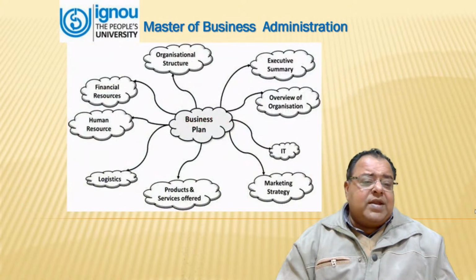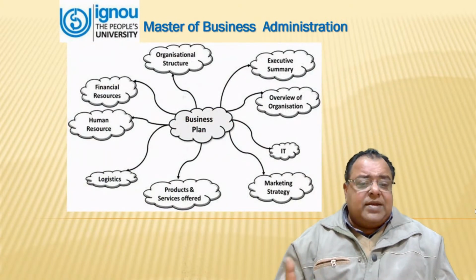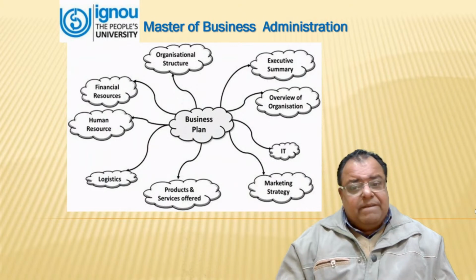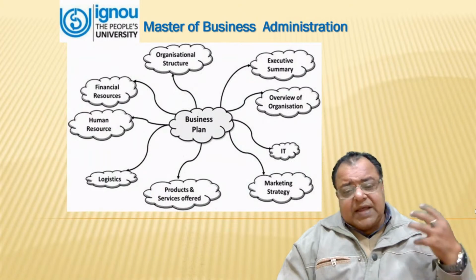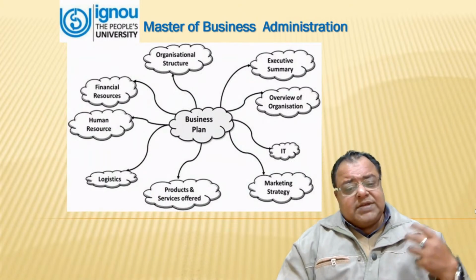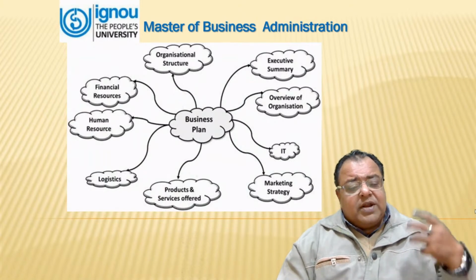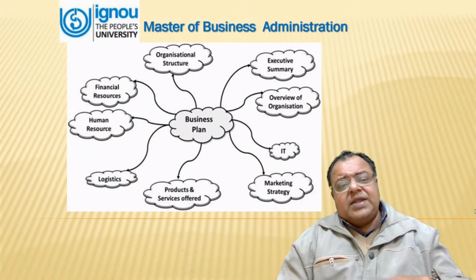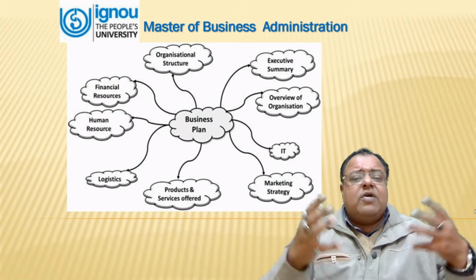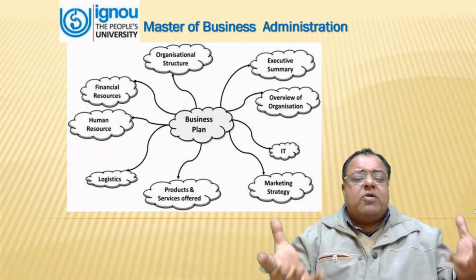You can see over here how a business plan can be thought out. It may include your executive summary, overview of the organization, IT, marketing strategy, products and services offered, logistics, human resources, financial resources, and organizational structure. This is all that comes to mind when we talk about a business plan.